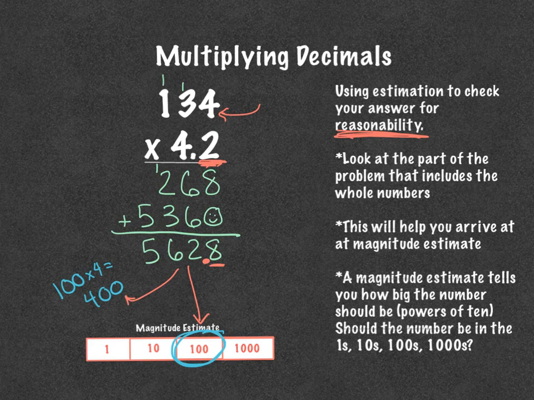So one of the important things with multiplying decimals, not only the accuracy of your facts and things like that, and our doing the algorithm of multiplication, but also checking for reasonability. Does it match your magnitude estimate? Does it match your estimate? Okay, so those are big things to check out.